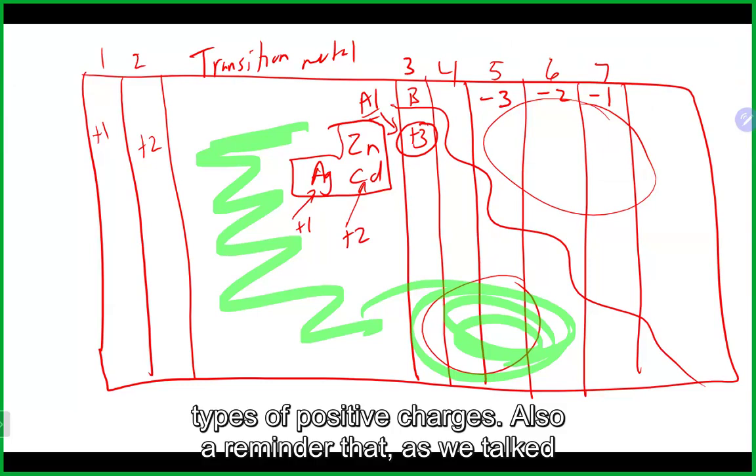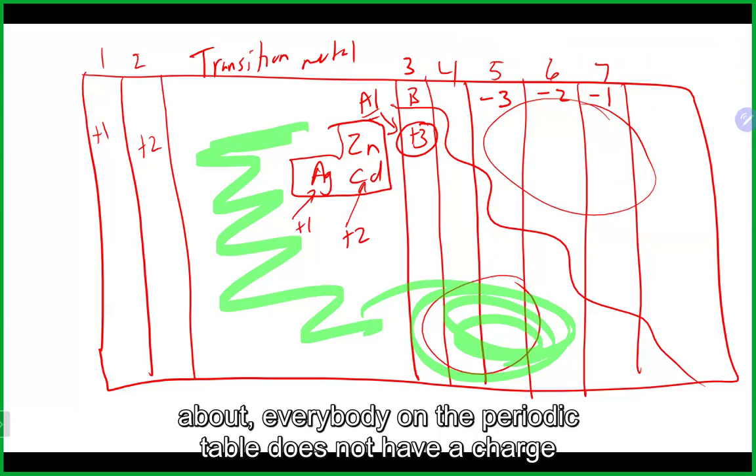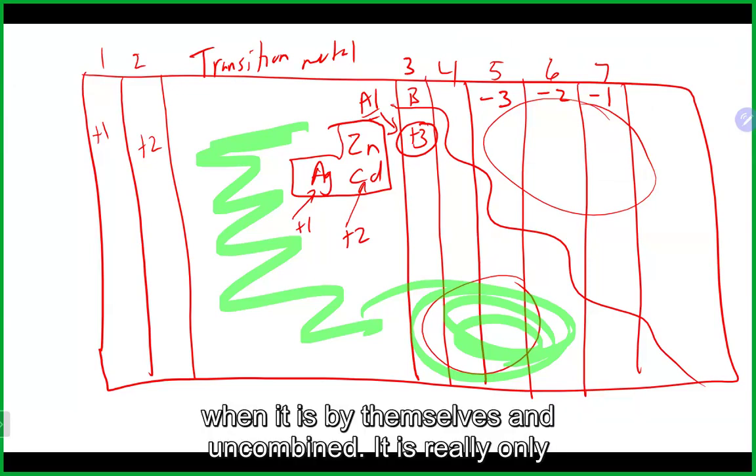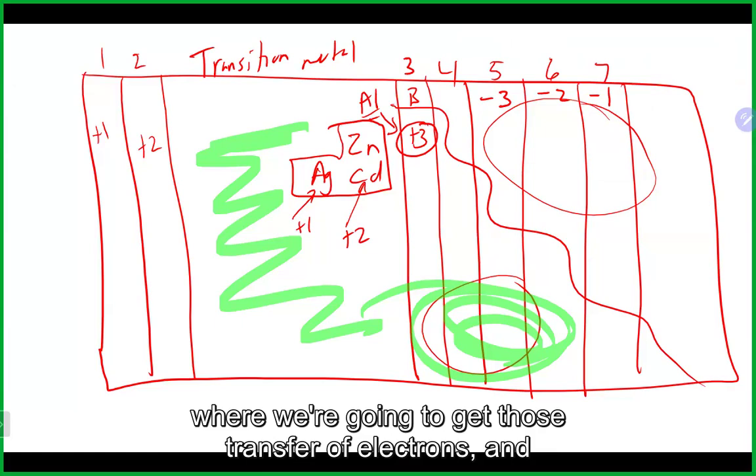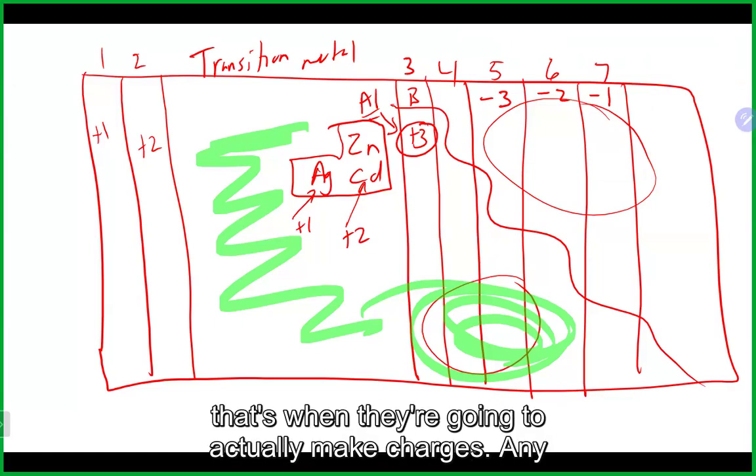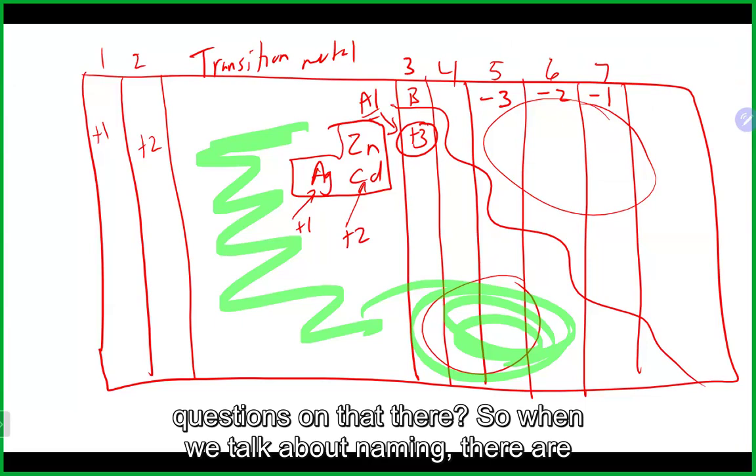Also a reminder that, as we talked about, everybody on the periodic table does not have a charge when it is by themselves and uncombined. It is really only when the metal and nonmetals get together, that's where we're going to get those transfer of electrons, and that's when they're going to actually make charges. Any questions on that there?